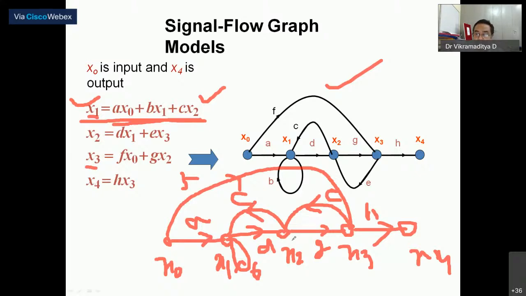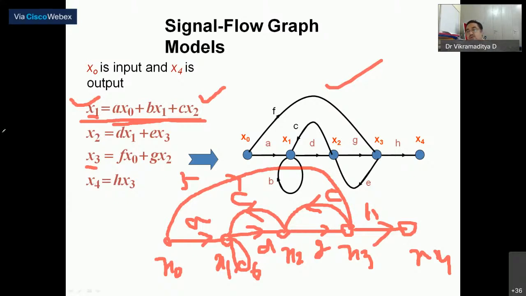Similarly for x2, we have dx1, coming from x1. Then this is connected, and ex3 means coming from x3, so this comes in the feedback form. Then we have to write x3. x3 is fx0, so it is coming from here, this big loop, with gain f, plus gx2, so g is coming from x2, simply a forward path. x4 is hx3, so h multiplied by this, and in this way you are complete.